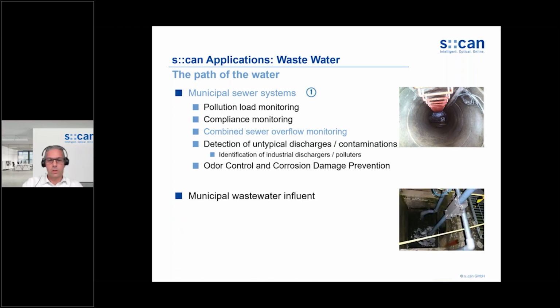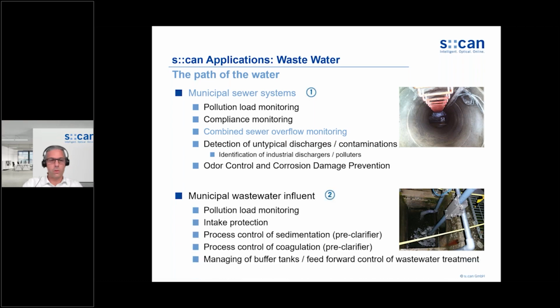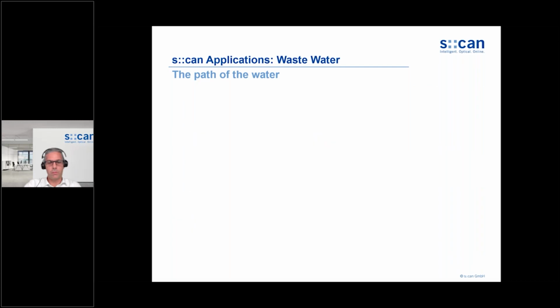In the wastewater plant, the first station is the influent. We are monitoring here again the pollution load. We try to protect the plant from too much water or toxic events, especially the biological treatment, which can be endangered by toxic substances. The sedimentation or the coagulation taking place in the first clarifier can be process controlled, and buffer tanks can be managed at this location.